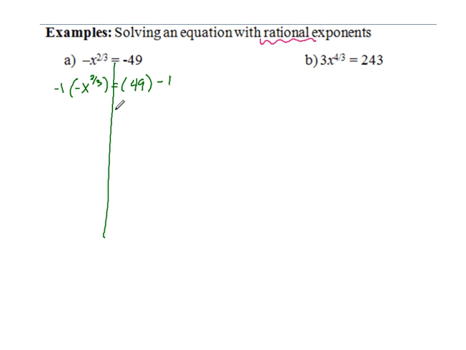Okay. So I multiply there and I get x to the 2/3. Right now it's positive, and this becomes negative 49. Now in this case, I want to raise each side to the same power, and I want to get rid of 2/3. Now when we have power to a power, we're going to multiply my power and my power. So I want to raise it to the reciprocal power.